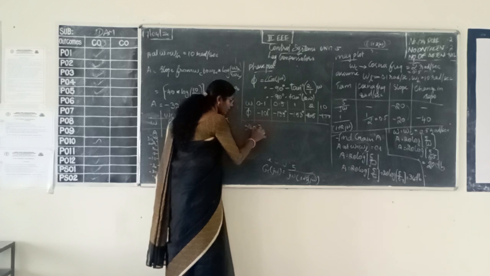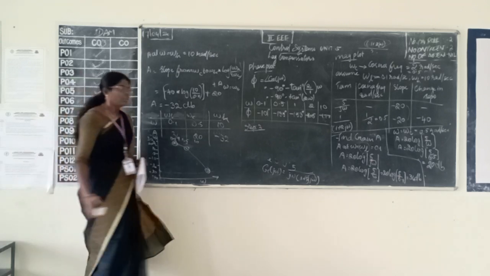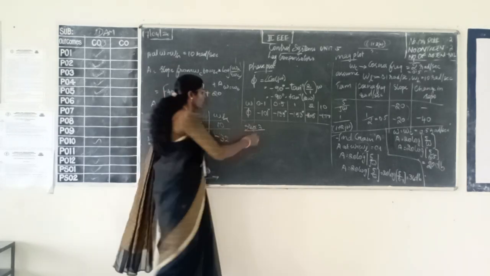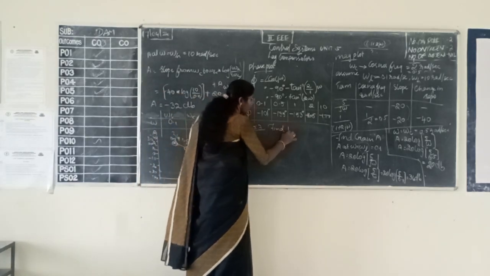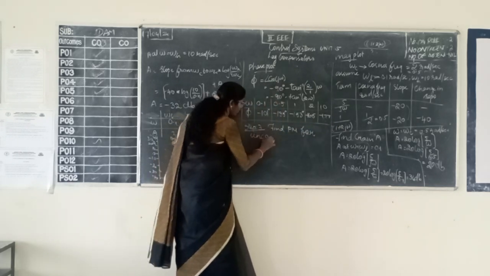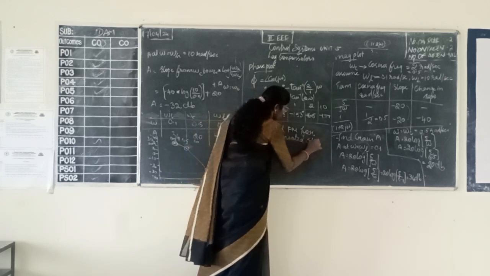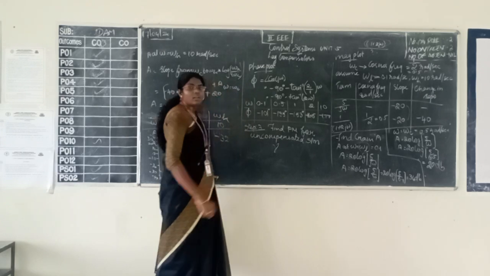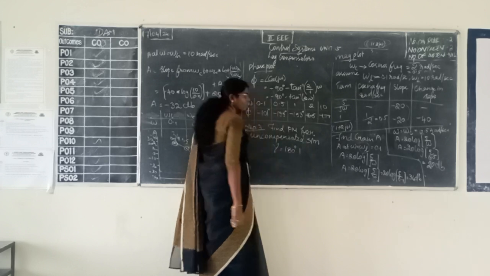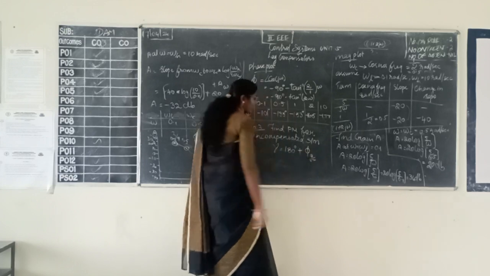Next, we go to the third step, which is common for all the compensators. What is the third step? Find the phase margin for the uncompensated system. What is the formula for finding the phase margin? Phase margin gamma is equal to 180 degree plus phi GC. How will we map the phi GC?